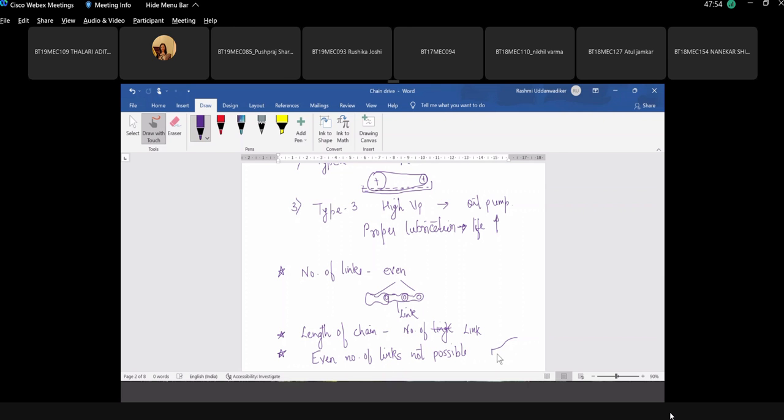The solution is an offset link, rarely used for the situations where it is impossible to have an even number of links. This is an offset link having a roller here and a pin here.